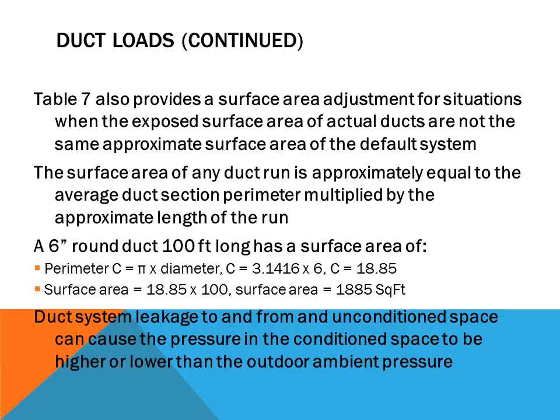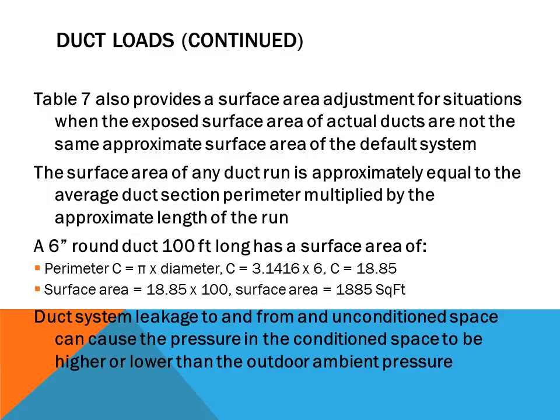So as we look at this, the 6-inch round duct, 100 feet long, it said it has a surface area of... so basically we will go through, use the formula of a circumference, then multiply times its length, and that will give you the total number of square feet of the duct.